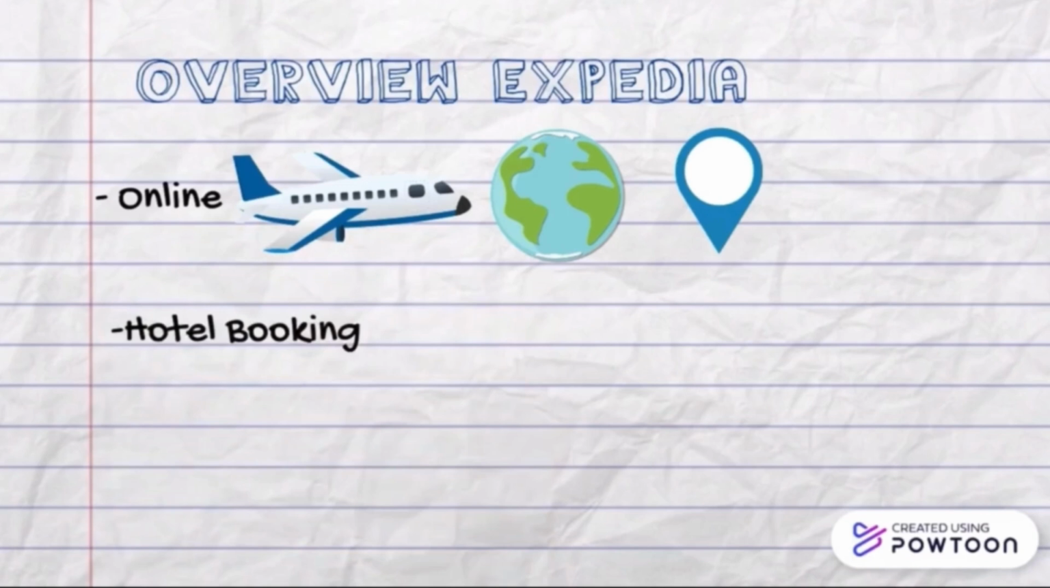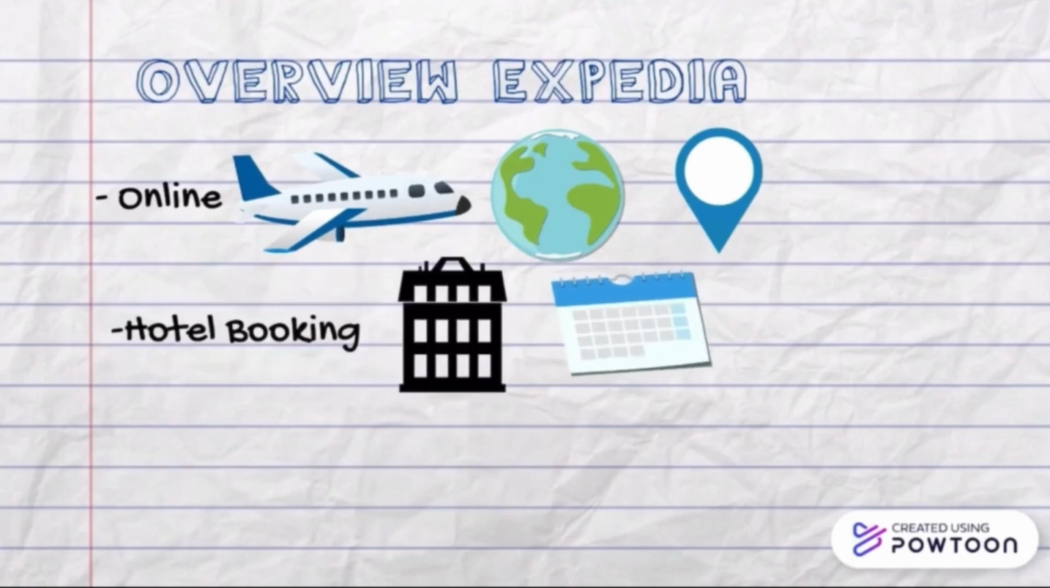Next, Expedia is also open for hotel bookings. It is not restricted to only one hotel brand, but there are over 880,000 hotel listings bookable, with a variety of alternative accommodations and properties.